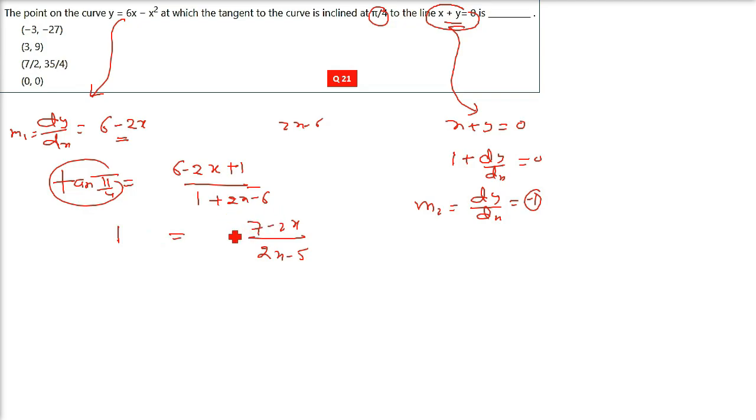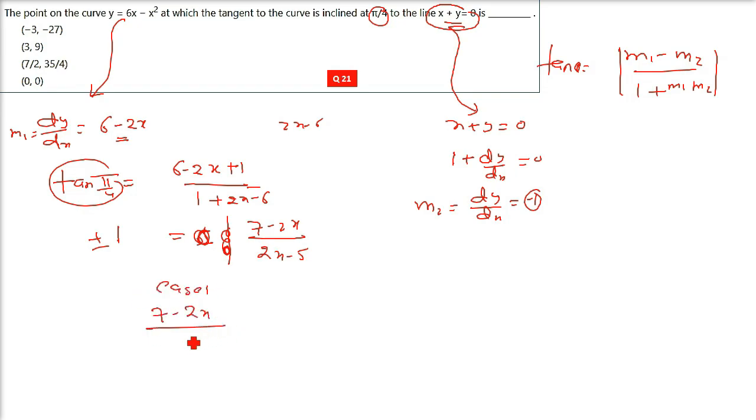I have just done (m1 minus m2) by (1 plus m1 m2), that is tan theta. Let me write it for you. Tan theta is m1 minus m2 divided by 1 plus m1 m2 that we have done. M1 we have got from the tangent, and m2 we have got from the line which is given. And you know that tan theta is the modulus of (m1 minus m2) by (1 plus m1 m2). So modulus means plus minus sign will come. Both signs you have to follow. So there will be two cases. One case you will put this (7 minus 2x) by (2x minus 5) equals to 1, and next time we will equate it to -1, and this 1 and minus 1 will give you two options.